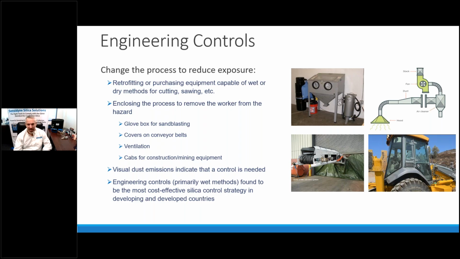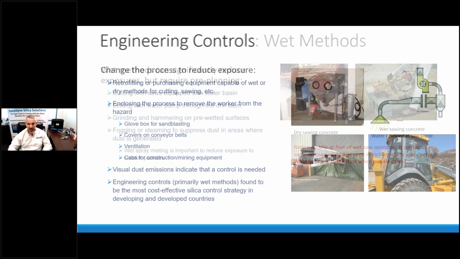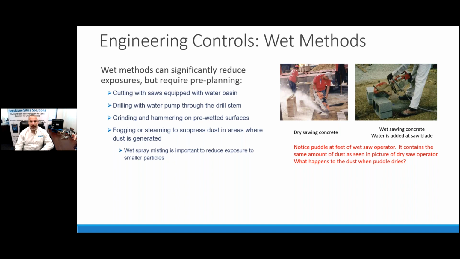Typically, if you see these high visual dust emissions, it's a good indication that a control is needed. Engineering controls, primarily through wet methods, are found to be both cost-effective and a good way to control exposures. That being said, there are some drawbacks to using wet methods. Frequently we'll see them with cutting with saws, utilizing water basins, drilling with water pumps through drilling stems, grinding and hammering on pre-wetted surfaces, as well as using fogging and steaming and dust suppression techniques.